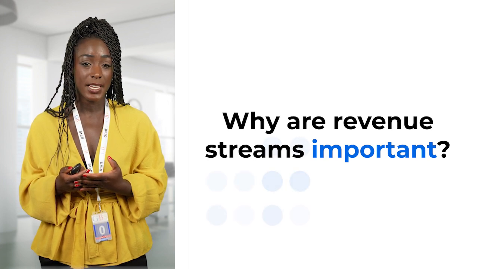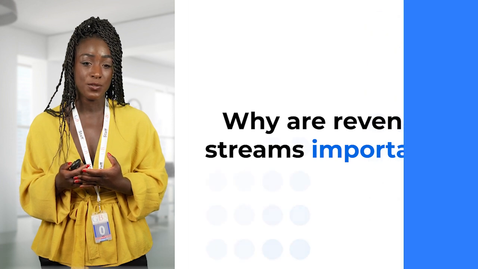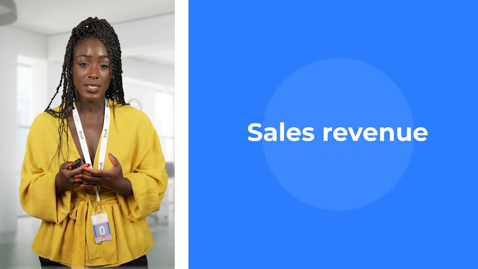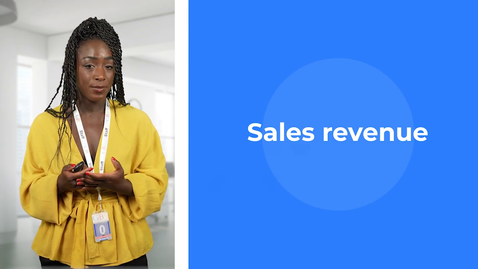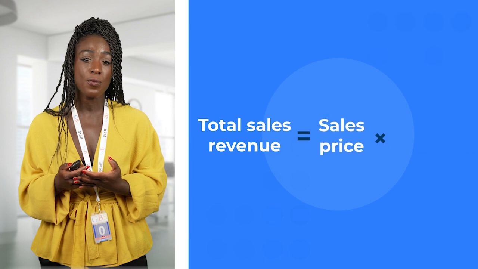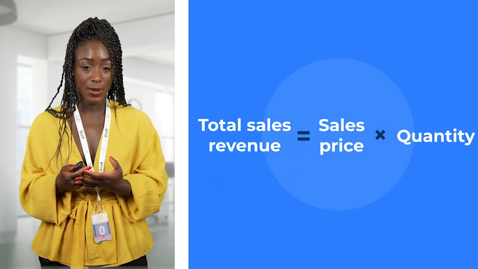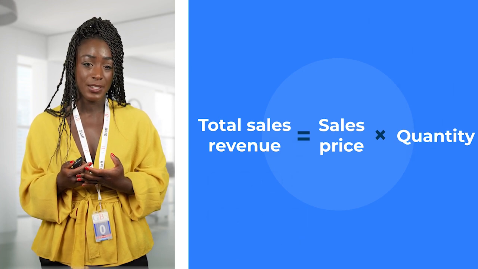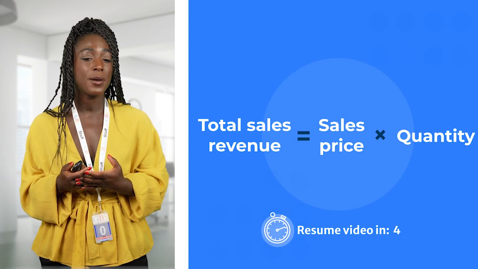When revenue is received for providing a product or service to customers, it is called sales revenue. Sales revenue depends on the price at which the product is sold and the quantity of products sold. So, total sales revenue equals price times quantity. You will see this displayed on your screen as an equation. Pause the video and take note. We will show a few equations through this session. Take the time to write them down.